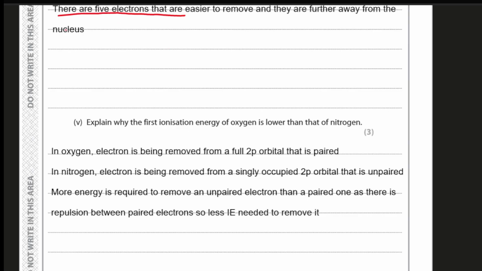And the last one, I think we explained this in 2 or 3 questions before, why the first ionization energy of oxygen is lower than that of nitrogen. We just write it down exactly as we explained before. This is the answer.